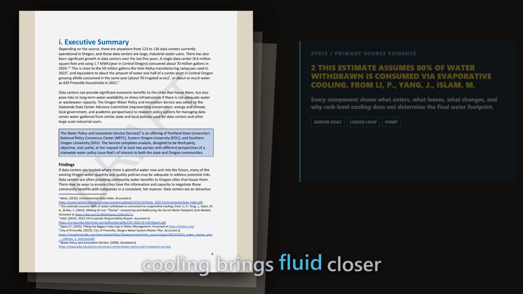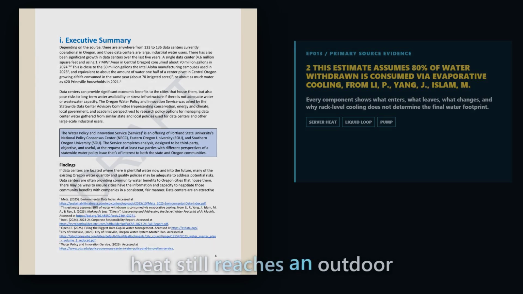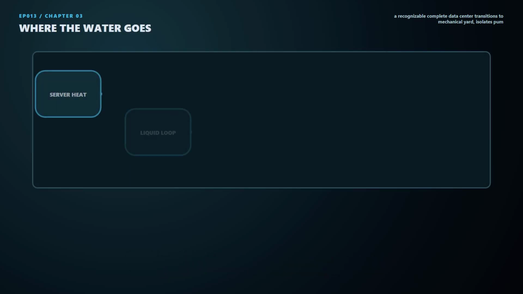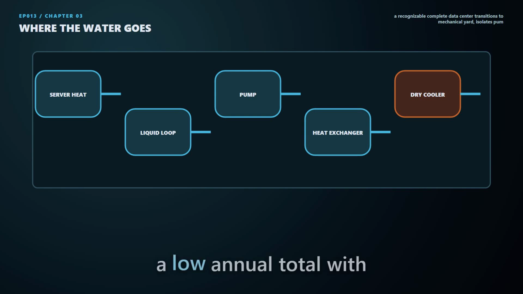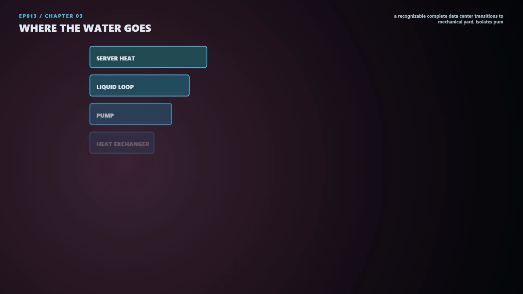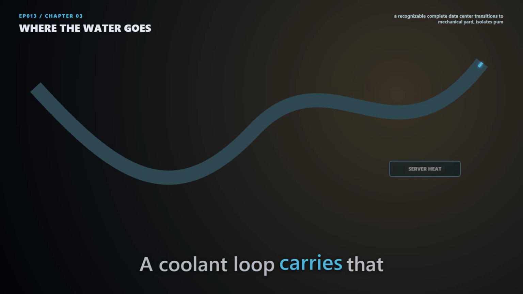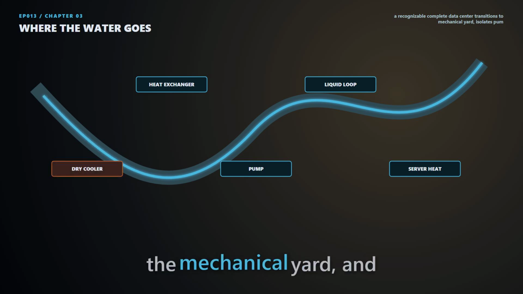Liquid cooling brings fluid closer to the chips, improving the first part of the heat path without determining the final water footprint. The heat still reaches an outdoor, dry, evaporative, or hybrid system. A hybrid plant can use outside air most of the year and water during a small number of hot hours, producing a low annual total with a sharp summer peak. The whole path matters. Electrical energy enters a processor and leaves largely as heat. A coolant loop carries that heat to a heat exchanger, another loop or airstream carries it toward the mechanical yard, and the final equipment rejects it outside.